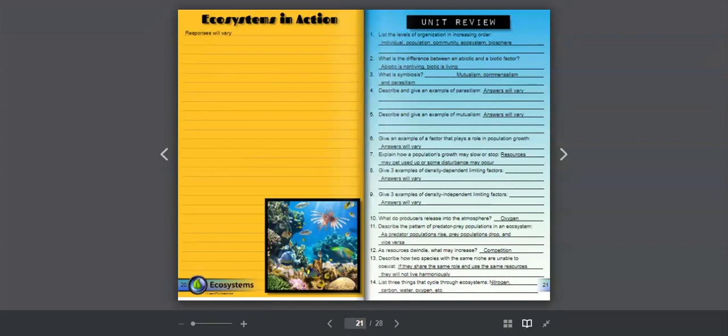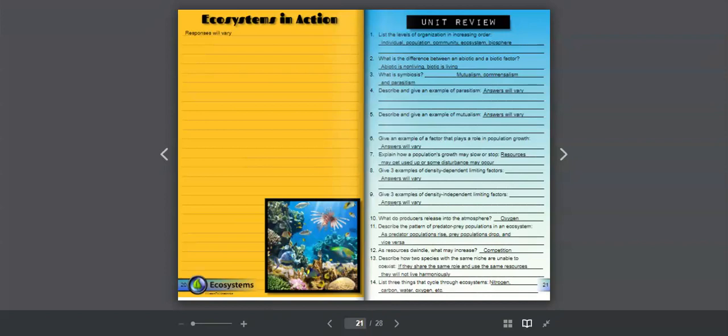So number 4, an example of parasitism. We've talked a lot in class about tapeworms and the host, fleas and ticks on the host, which could be dogs and cats, right? They cause problems in the host, can actually lead to the death of the host.